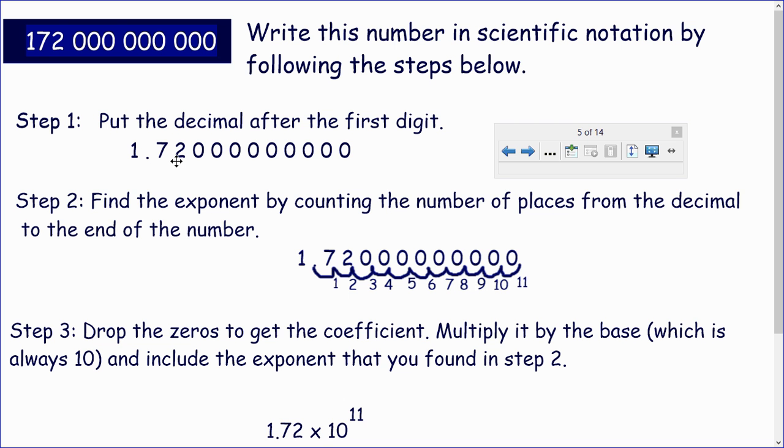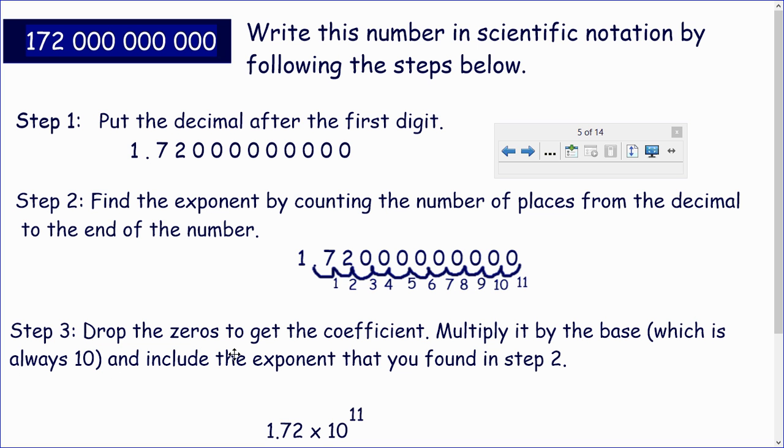That'll be 1.72. Step 2, we're going to find the exponent by counting the number of places from the decimal to the end of the number. Now remember, a large number has a decimal point at the very end. So 172 billion had a decimal point at the end here. If we counted the decimal places from the end all the way to where we put it, between the 1 and 7, that's 11 places we moved that decimal point.